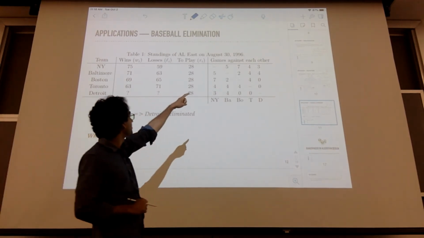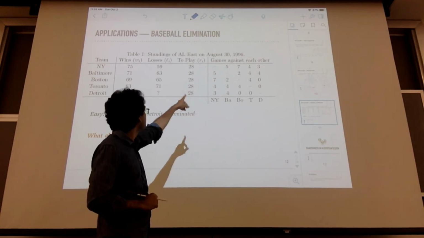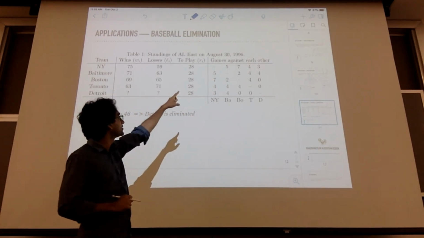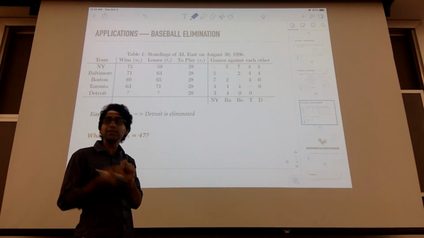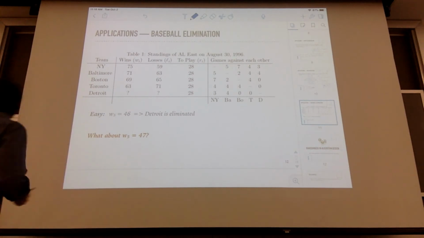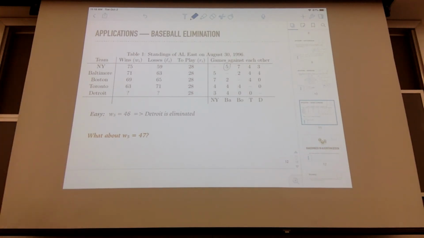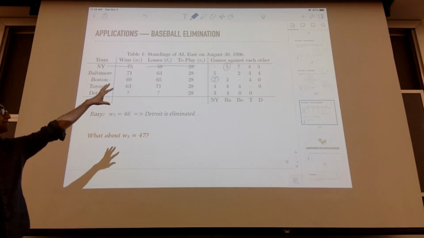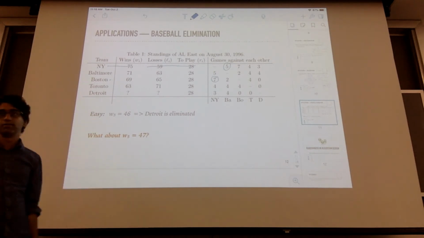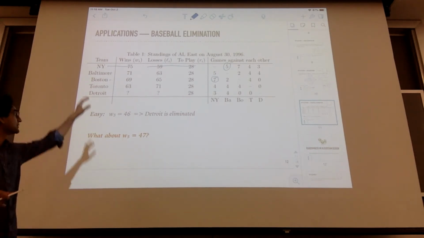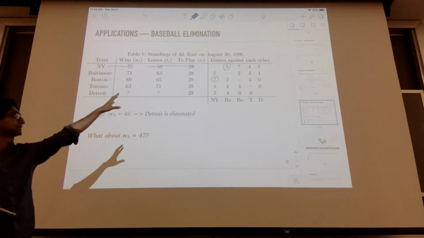And on the right is a matrix that shows the number of games left between these two teams. So the number 5 here means that between New York and Baltimore, there are 5 games left, or between Boston and New York, there would be 7 games left, and so forth. Is this picture clear? So it's showing two things: one is the obvious standings table that you will see, and the other is the games left to play against one another.